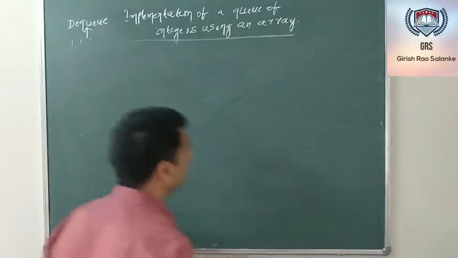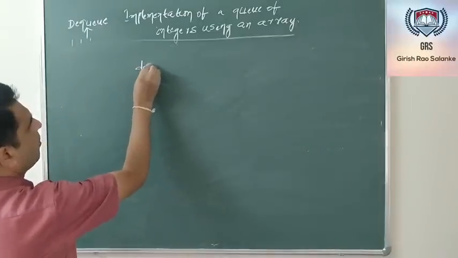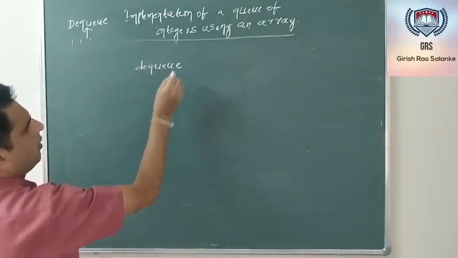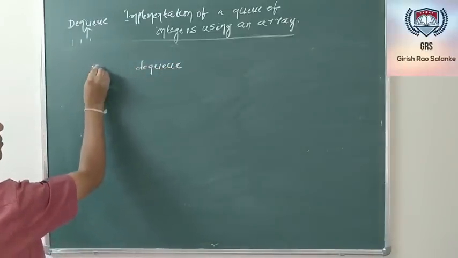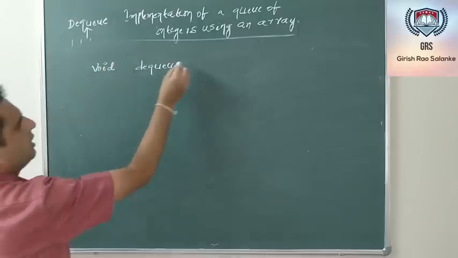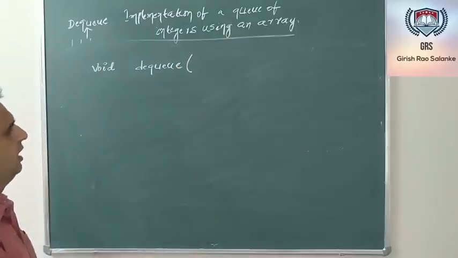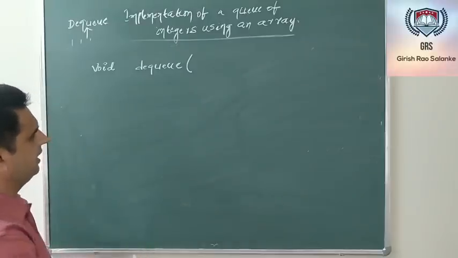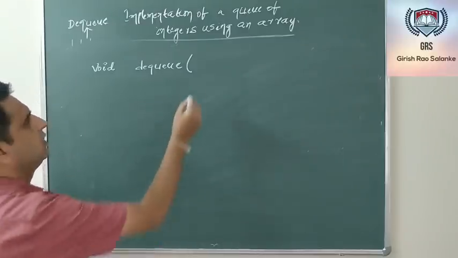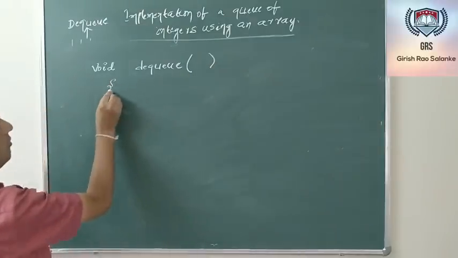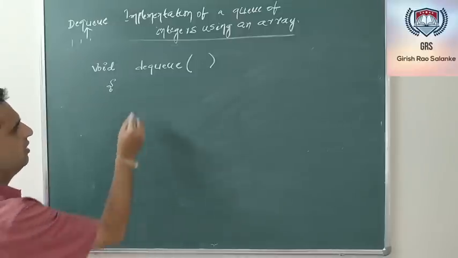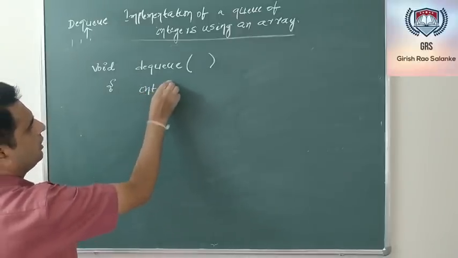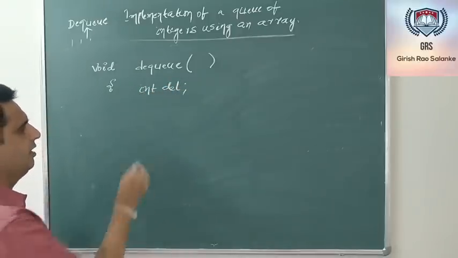Let me call the function name as dq. Return type of the function as void. Let me print the deleted element within the function itself with no arguments. So first thing is I'll have a variable to hold the deleted element as del.